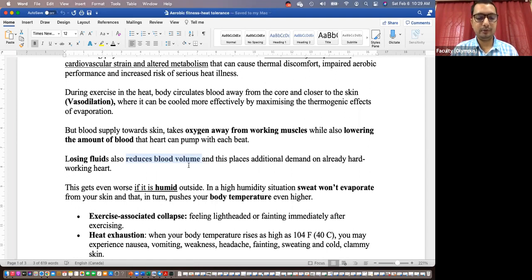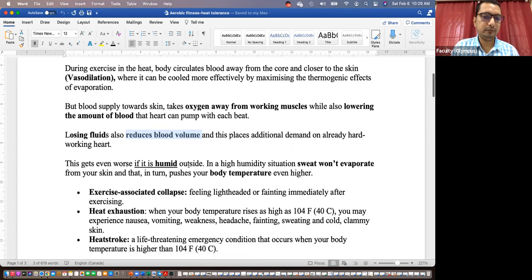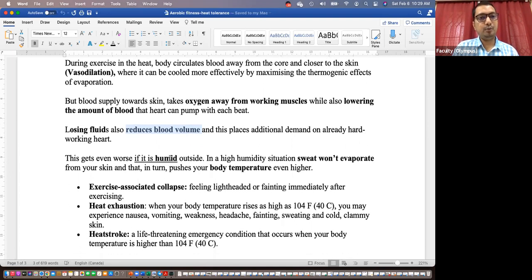Thereby reducing the overall blood volume and putting additional demand on the heart. Fluid loss happens, so it can make it more strainful for the heart. And if it is more humid outside, if you are living in humid climates, it makes it a bit worse. Why? Because your sweat doesn't evaporate very much in those climates. So your body temperature keeps increasing. So it's very important to keep these aspects in mind.